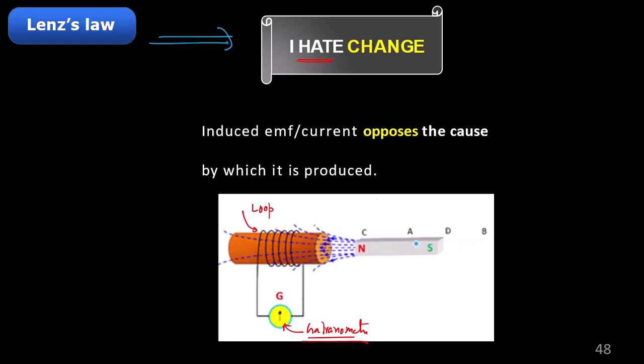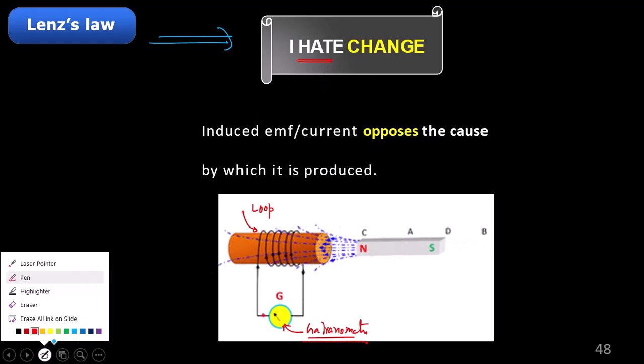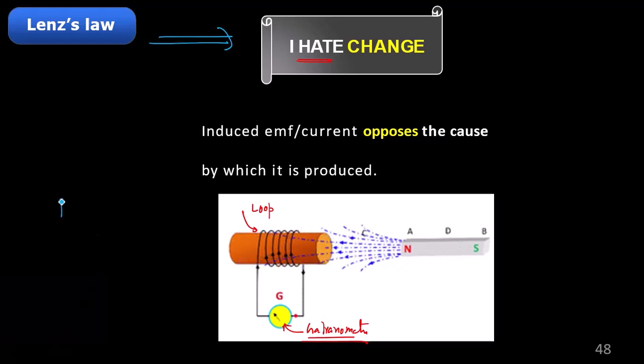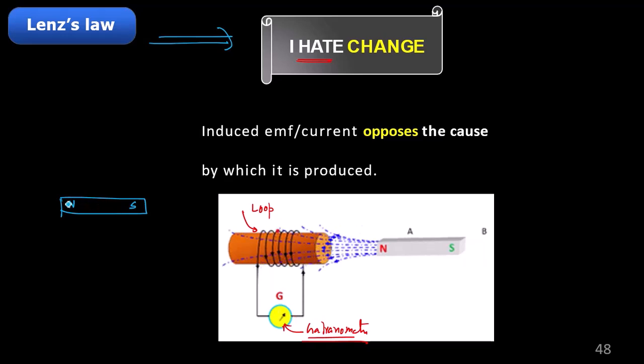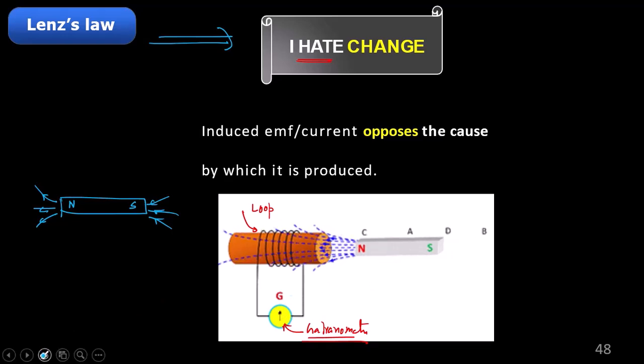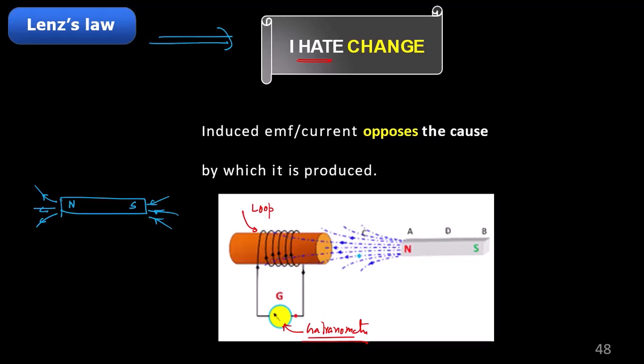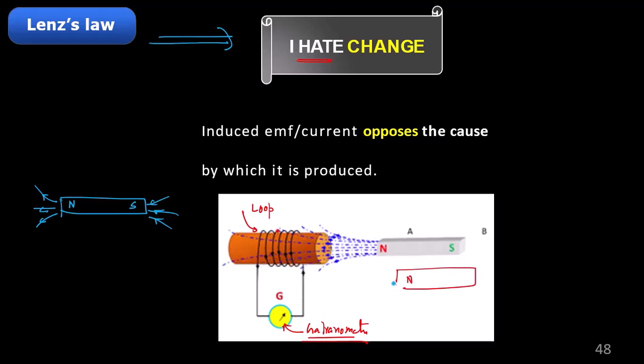Let us say there is a magnet. Before that, you should know that for a permanent magnet, with the north pole and south pole, magnetic field lines come out from the north pole and go towards the south pole. Now I am bringing this magnet towards the loop. Let us say this is the north pole of the bar magnet, and I am moving the north pole towards the loop itself.